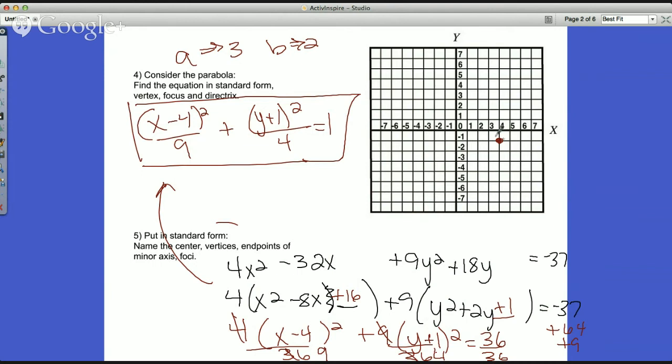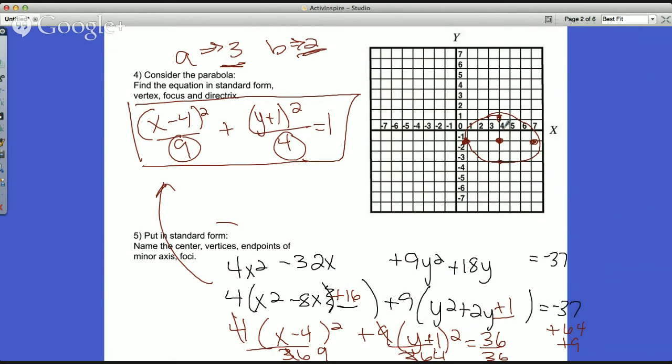So for this x, we should go left 3 and right 3, and then I should go up 2 and down 2. And you might say, why is that? Remember that the B is underneath the Y. So that's why we'd go 2 up and down and 3 left and right. So that's why this right here would be the ellipse graph there.